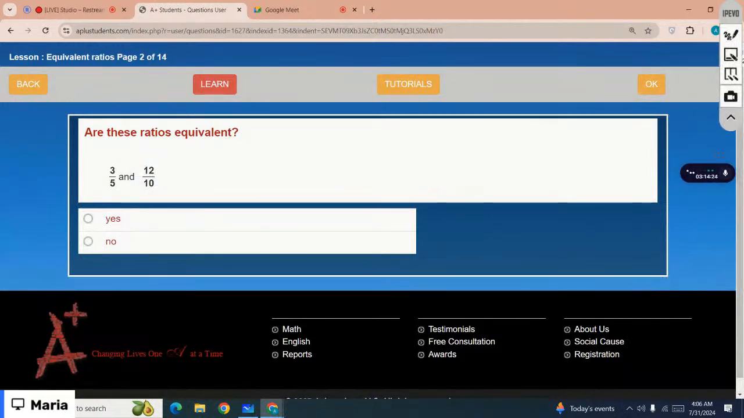Are these ratios equivalent? Which is the correct option? The correct option is no, they are not equivalent. Option number 2 is the correct option.